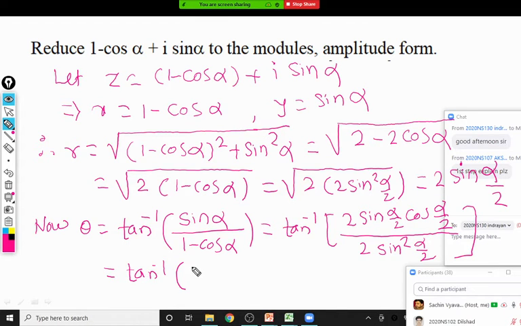Of, yes, what is the bracket? Cot alpha by 2. Very good, cot alpha by 2. But can you convert cot into tan? Sir, tan 2 by alpha. Tan pi by 2 minus alpha by 2. No, tan 2 by alpha is a totally wrong answer.